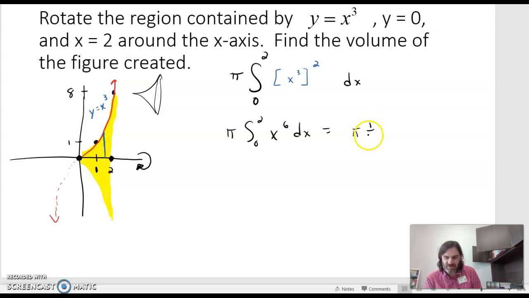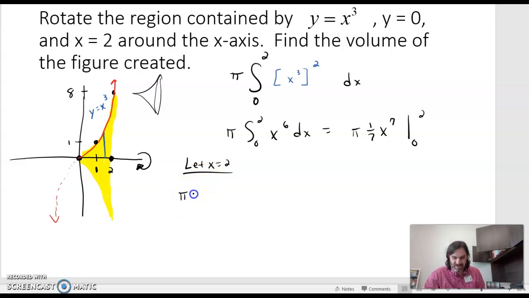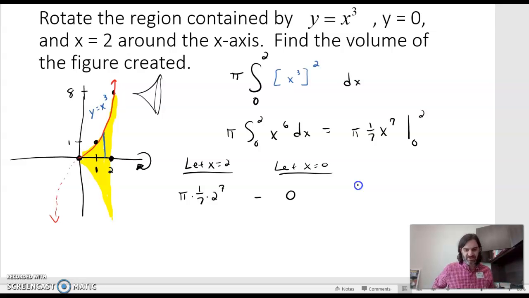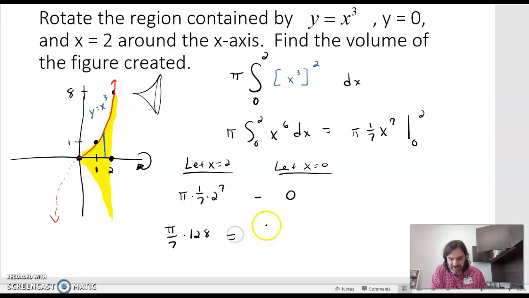That'll be pi of 1/7 x to the 7th when we reverse the power rule from 0 to 2. So let's evaluate. We'll let x equal 2. So that will give me pi times 1/7 times 2 to the 7th. And we'll have to pull out a calculator in a moment. Minus, let x equal 0. So that is 0 if you plug it in. Now it's not a good idea to always just assume everything is 0 because it's not, depending on what's over there. But let's see here. We've got 1/7 pi, so pi over 7, and then 2 to the 7th, that's 128. So it looks like this should be 128 over 7 times pi.